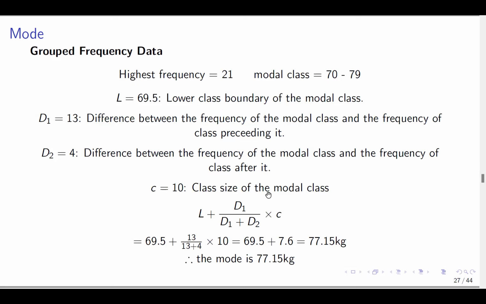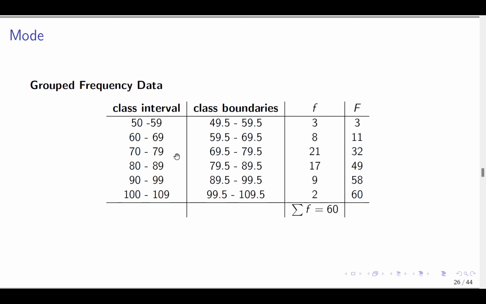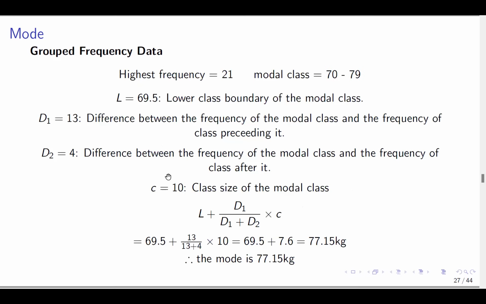Now C is the class size of the modal class. Our modal class is here. If we come to the class boundaries, the difference is 10. Therefore, our class size is 10, right? So C equals 10.